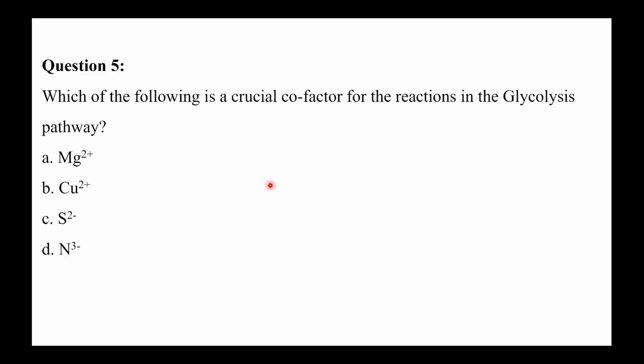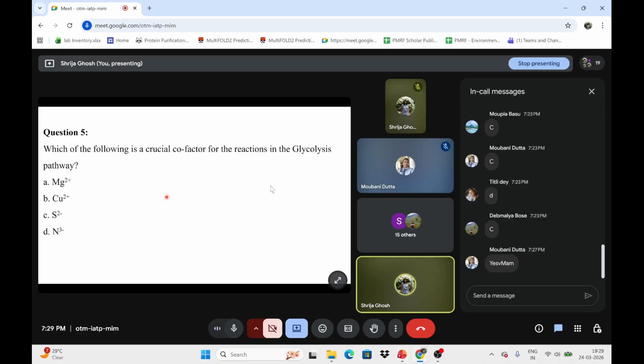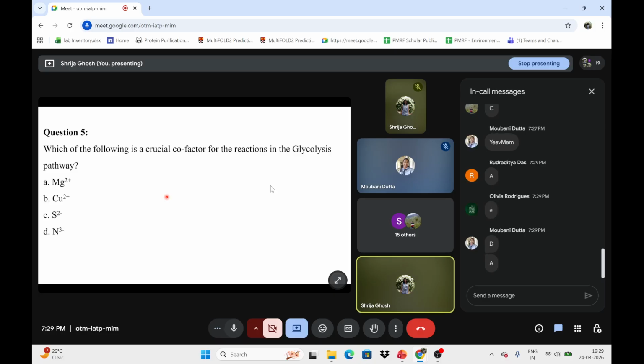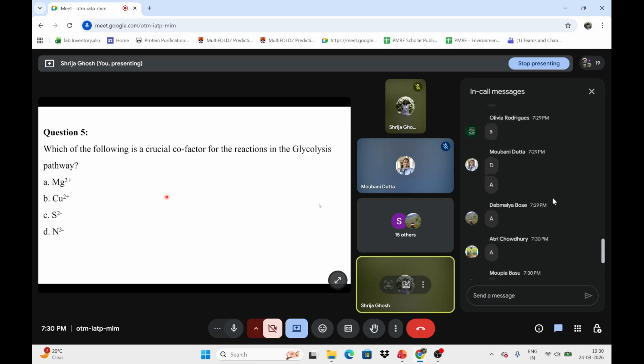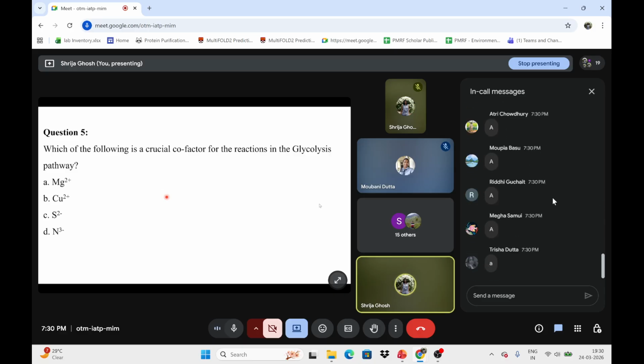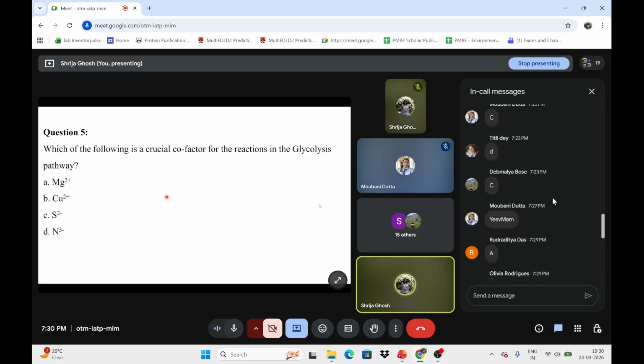Okay, the next question, question number 5. Which of the following is a crucial cofactor for the reactions in the glycolysis pathway? Options are option A Mg2 plus, option B Cu2 plus, option C S2 minus, and option D N3 minus. All of you write your answers in the chat box. Mg2 plus, Cu2 plus, S2 minus, N3 minus. Okay, I can see many answers.